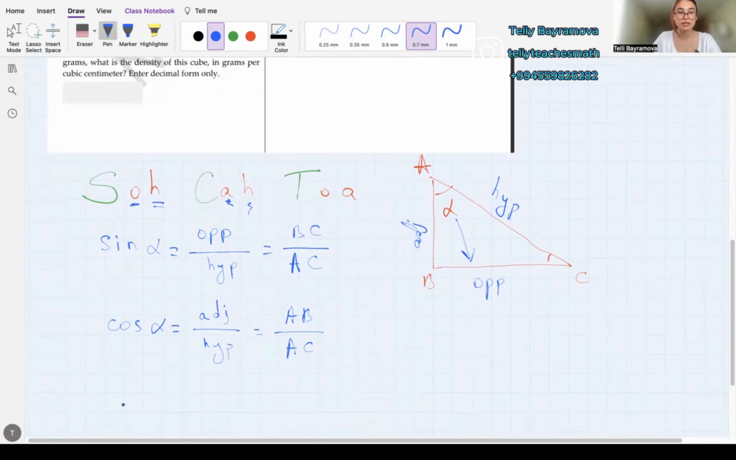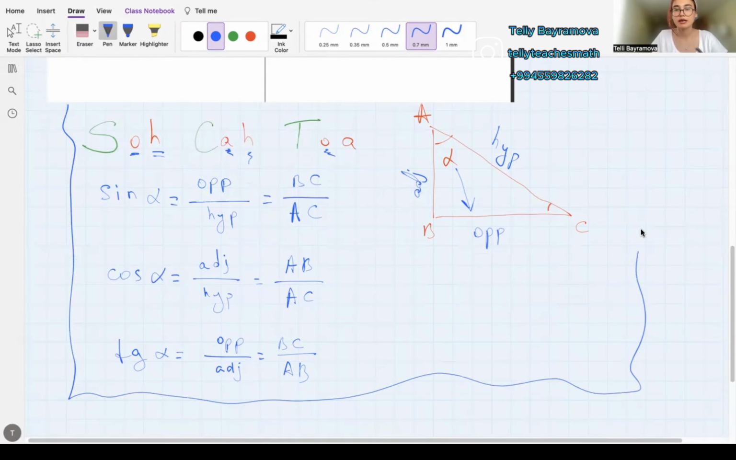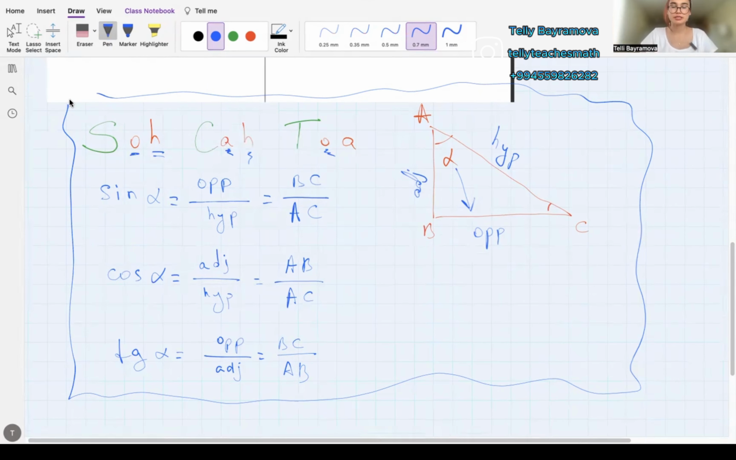And the last one is tangent. Tangent is opposite over adjacent, which is BC over AB. We need to learn this by heart. Actually, it's logical. So, SOH CAH TOA, kind of a Chinese name.